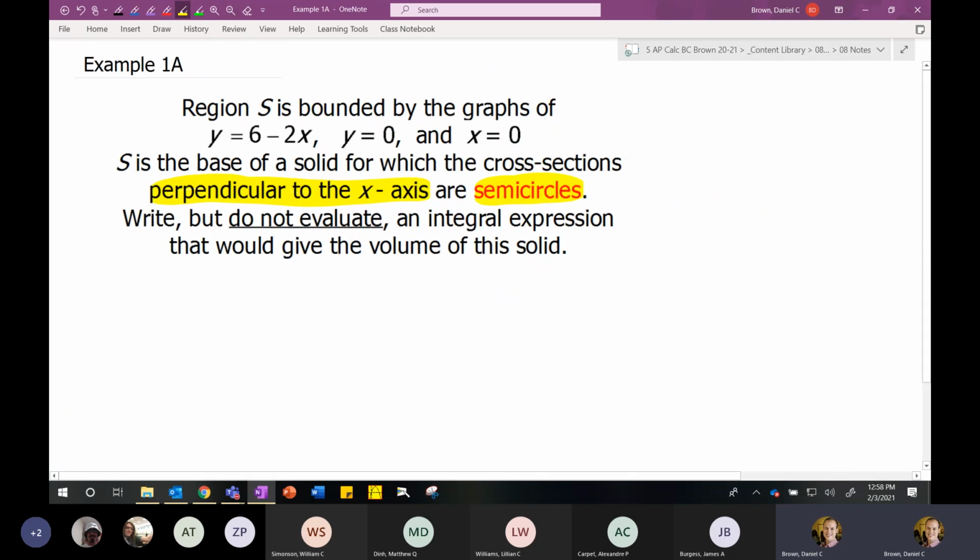You do these problems just like you do the area problems. You want to have some sort of visual so you can figure out top to bottom or right to left. Since y is equal to 0 and x is equal to 0 are boundaries, I know I'm going to end up in that first quadrant. Y equals 6 minus 2x. That's just a line with a slope of negative 2 and a y-intercept of 6. Again, I'm just going to do a sketch. I know it has a y-intercept of 6 and a negative slope, so it is decreasing.